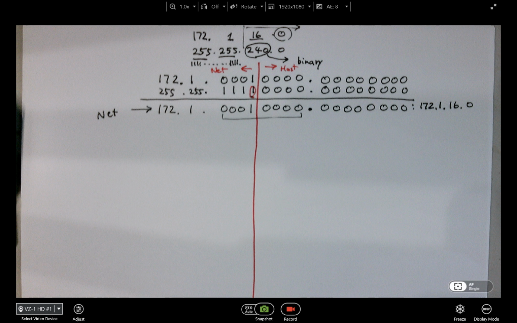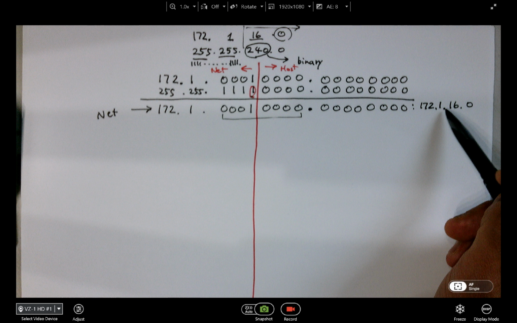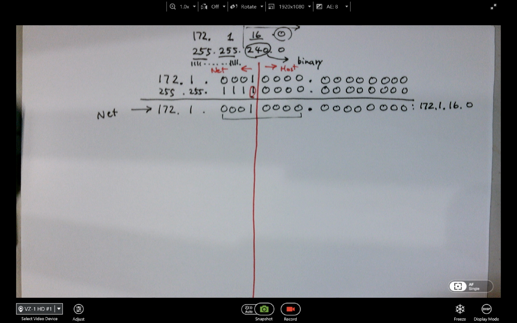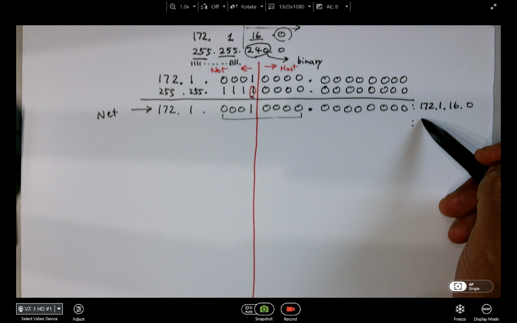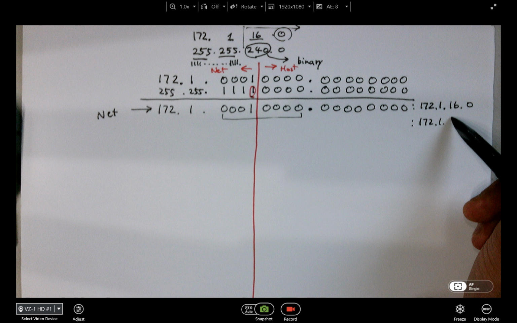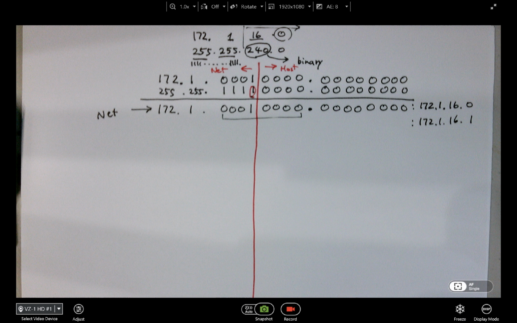And then the first usable host IP address is 1 more than this number. So you can make a guess, right? You don't have to really write a binary number, but 172.1.16.1, right? But let's just write it down.